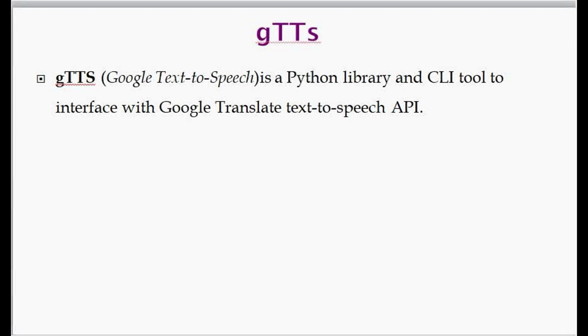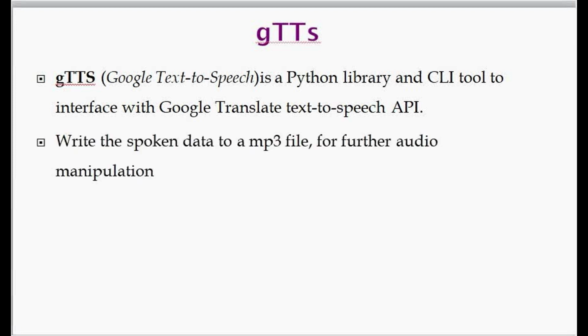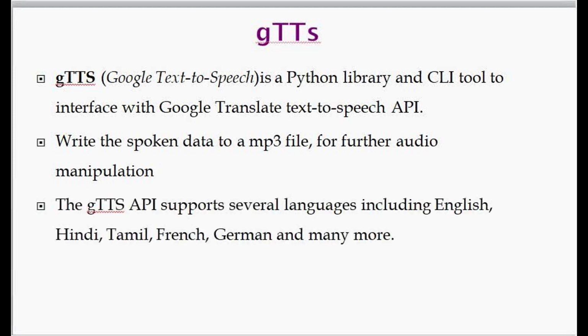Also, it is a command line interface tool to interface with the Google Translate Text-to-Speech API. It means that you can make use of some commands in your command prompt to access this gTTS. You are just going to convert the text to speech, and this spoken data is saved in an MP3 file so that later you can manipulate the audio. This gTTS API supports many languages including English, Hindi, Tamil, French, German and many more languages.